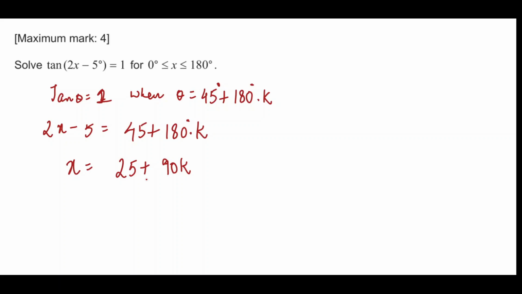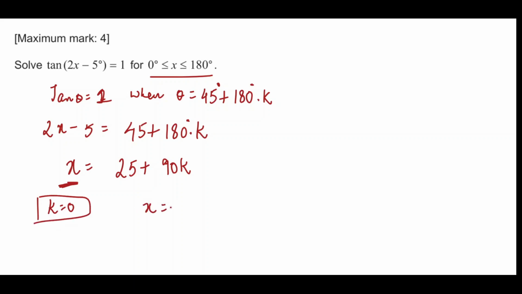Now, what is the next step? We have to find all the x values in the range which has been given in the question. So we are going to substitute the values of k as 0, 1, 2, 3, 4, and find out the values of x for the values of k respectively. Let's first take the value of k as 0. So the first case is k equals 0.